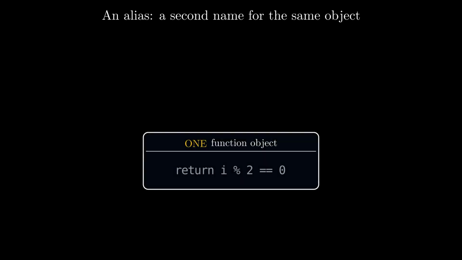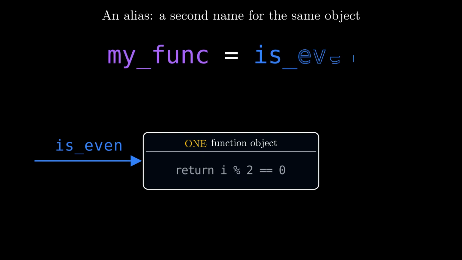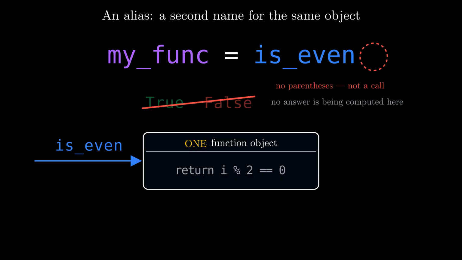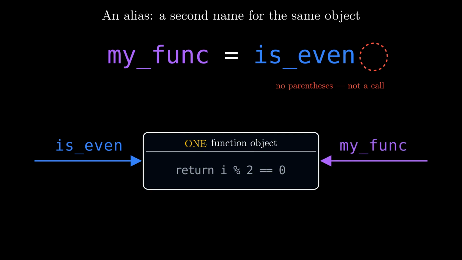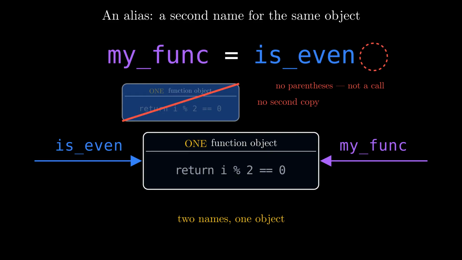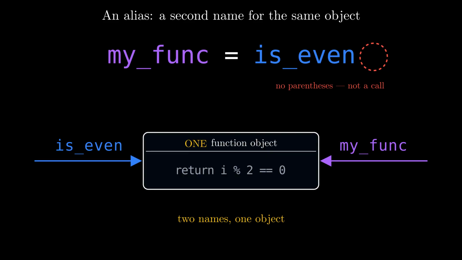Because a name is just a name, we can write myfunc equals is even. Read that carefully. There are no parentheses, we are not calling is even, and we are not asking whether some number is even. The name is even points at a function object in memory, and this line tells Python that we would like a second name pointing at the very same object. That is an alias, two names, one object. Nothing is copied. There is still exactly one lump of code in memory, and now two arrows point at it.